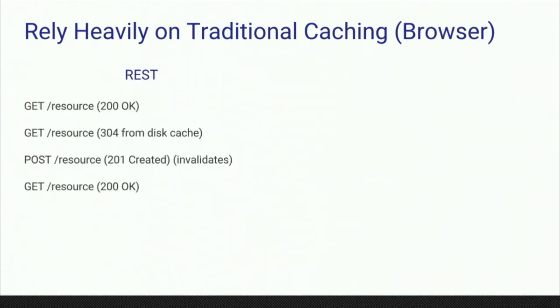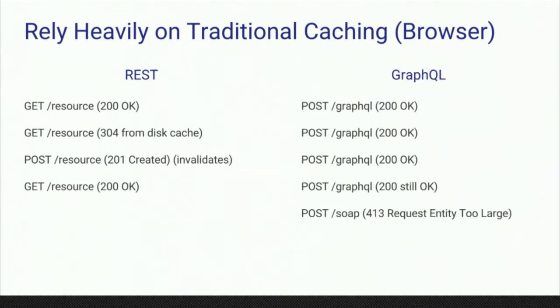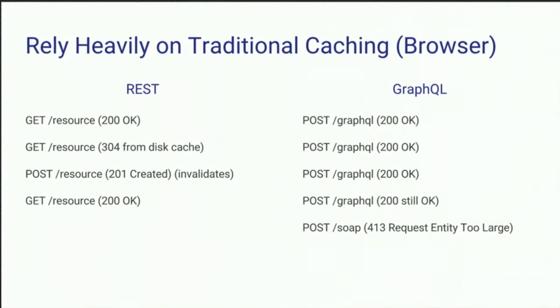Traditional caching, REST: make a request for an endpoint. You make that same request, your browser or the CDN says, yeah, we already have this, here you go. You change that item, it invalidates the request. You make another request, you go straight to the server. GraphQL: make a request to get some stuff, it's a POST, you get back that stuff. You make that same request, there's no way for you to cache that. You change some data, same thing. And then here's where it gets interesting. You make that request, still can't cache it.